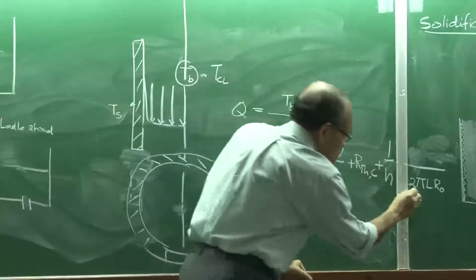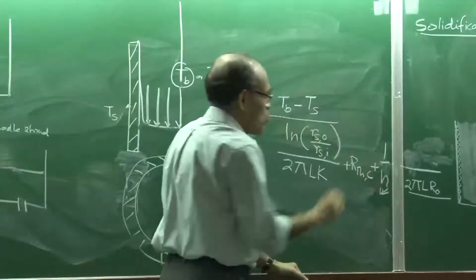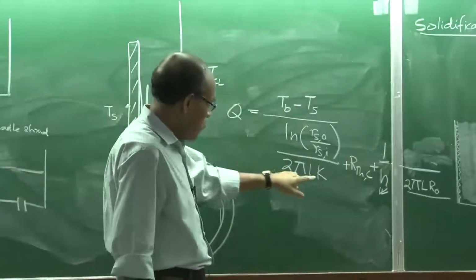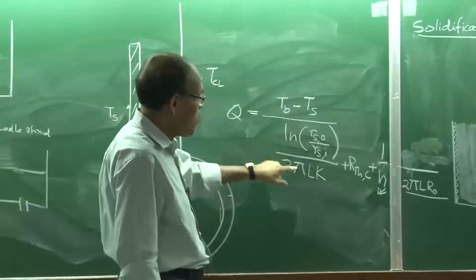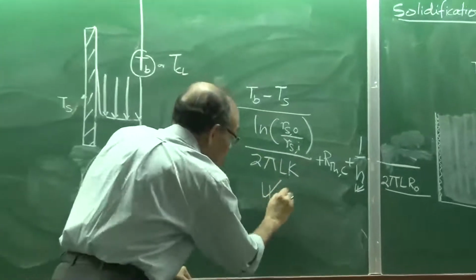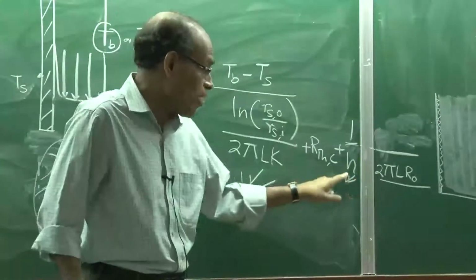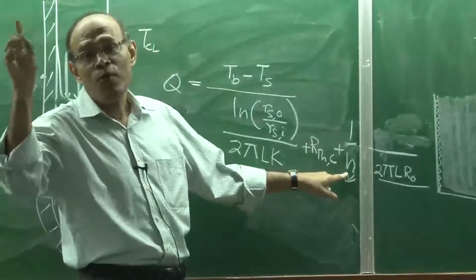Now everything is known. If you know the H, this is also known. Similarly, if you know the thermal conductivity and length of the shroud, this parameter is also known. So I can say this is known to us. This is known, provided H is known. H can be obtained from a pipe flow problem.